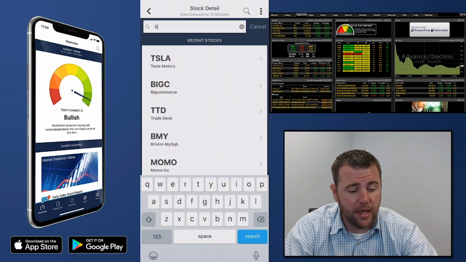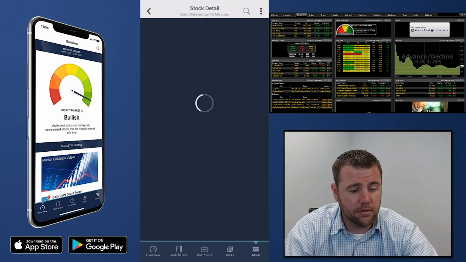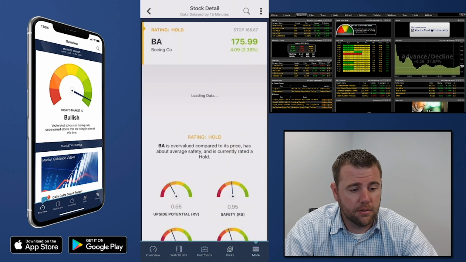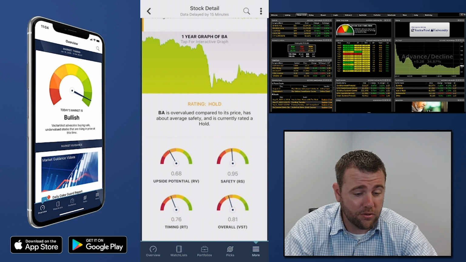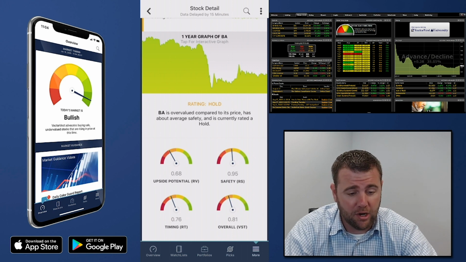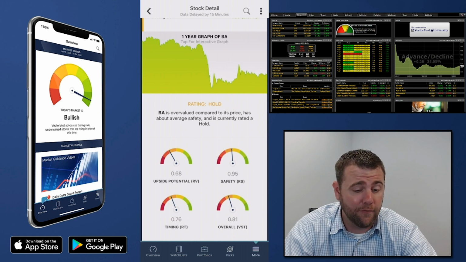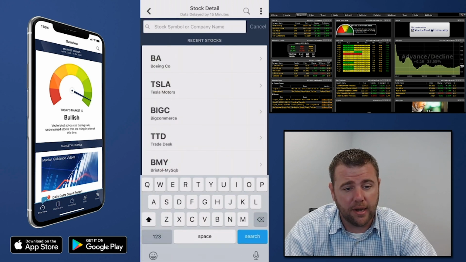Let's see. BA. Looking at Boeing, poor long-term potential, a lot of risk associated with it. It's in a steady decline. Therefore, the stock is still not favorable right now.